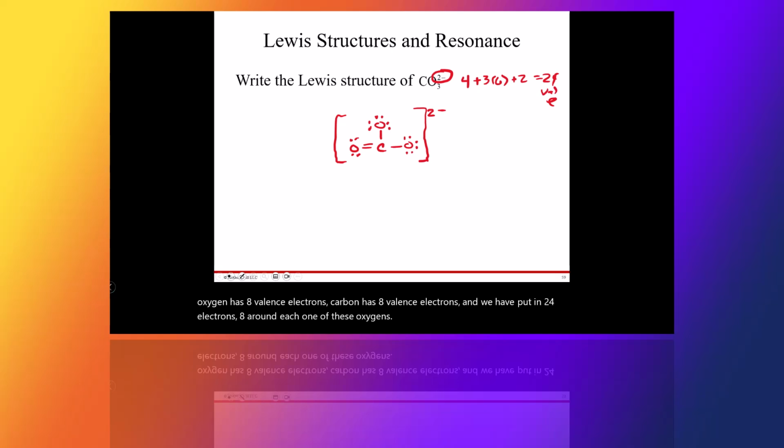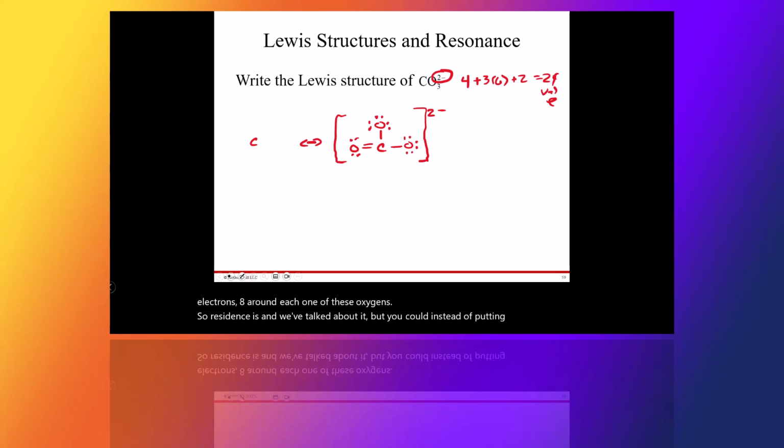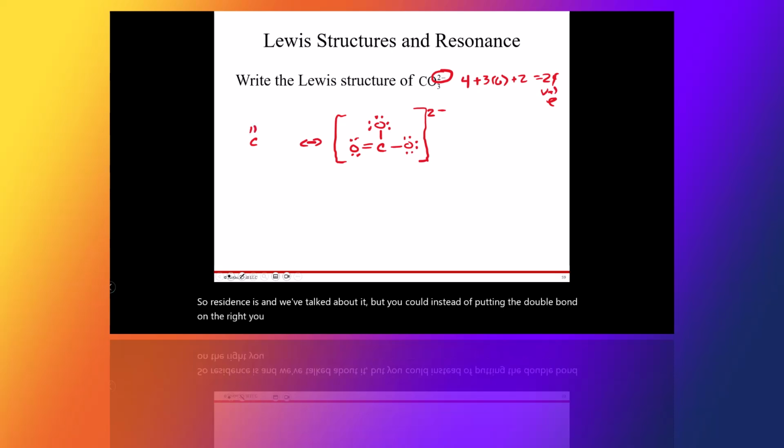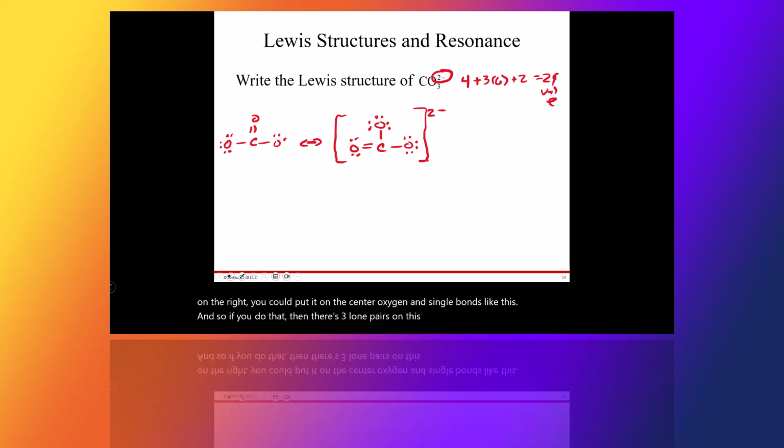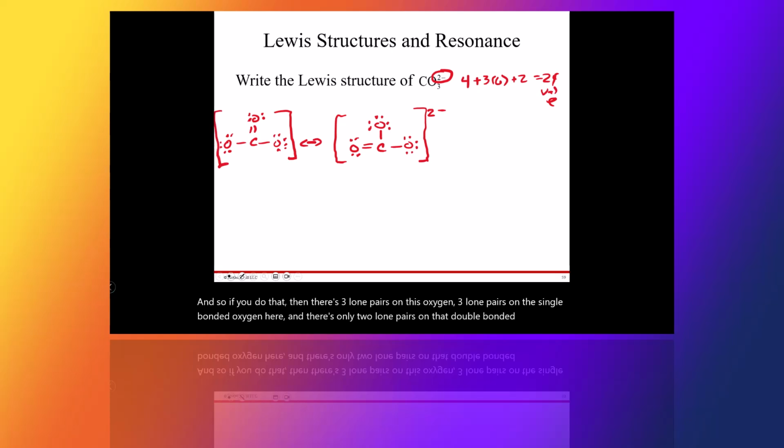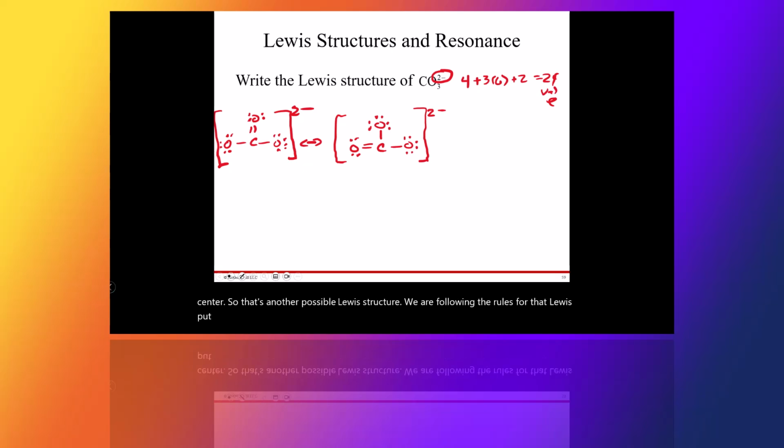So resonance is, and we've talked about it, but instead of putting the double bond on the right, you could put it on the center oxygen and single bonds like this. And so if you do that, then there's 3 lone pairs on this oxygen, 3 lone pairs on the single bonded oxygen here, and there's only 2 lone pairs on that double bonded oxygen in the center. So that's another possible Lewis structure. We are following the rules that Lewis put forward, and we're coming up with more than one structure. And then we could come up with a third one.